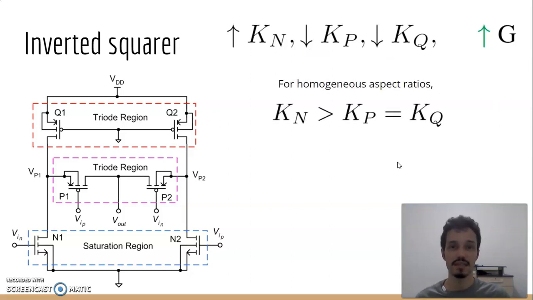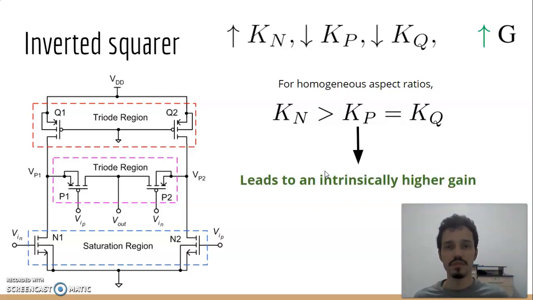But since in this case the K of devices operating in saturation, when we have all the devices with the same dimensions, is higher than the K of devices operating in triode because of the difference between mobility values of electrons and holes, we have an intrinsically higher gain when compared to the baseline squarer. Due to this difference, within the same power budget, we can obtain a gain boost of more than 10 times when using the inverted squarer.